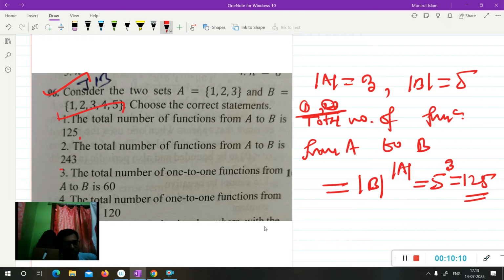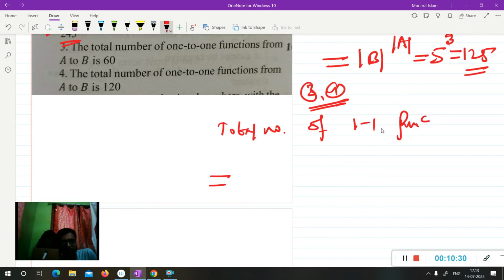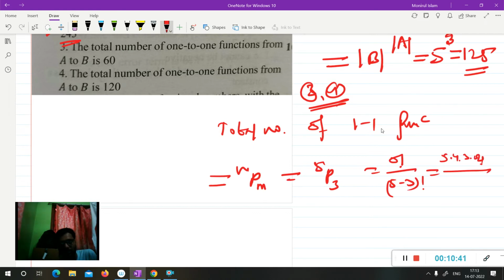So one option is correct, but it's asking 2 for 3. It is saying the total number of functions from A to B is 2 for 3, which is not correct. Now the total number of one-one functions, how many injective functions? Injective functions will use this formula, nPm, which is 5P3. So 5 factorial over 5 minus 3 factorial, which is 5 4 3 2 factorial over 2 factorial, which is 60. The total number of one-one functions will be 60, so option 4 is correct. So in this question the correct options will be option 1 and option 3.